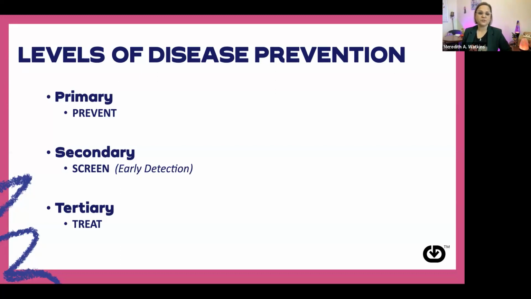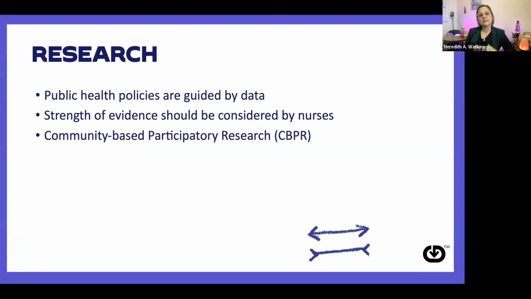T stands for treat, treating already present illnesses or diseases. So this is someone who has chronic hypertension, and now we're just treating them to prevent them from getting worse. This is someone who already has high cholesterol, and we are just treating them to make sure that they don't get worse.